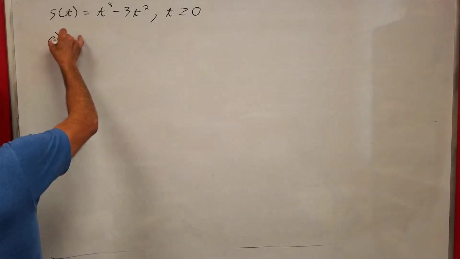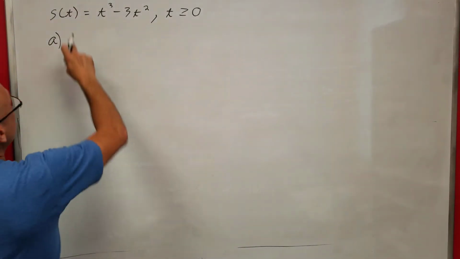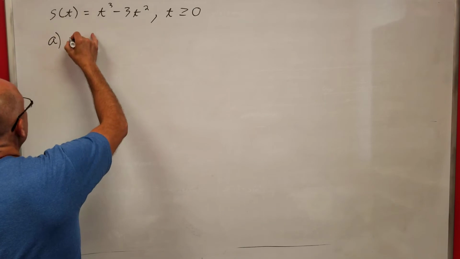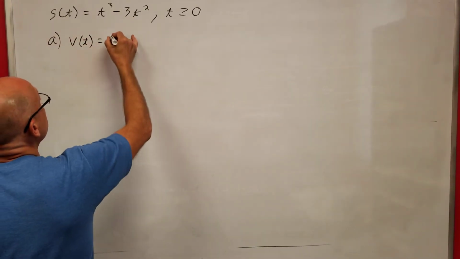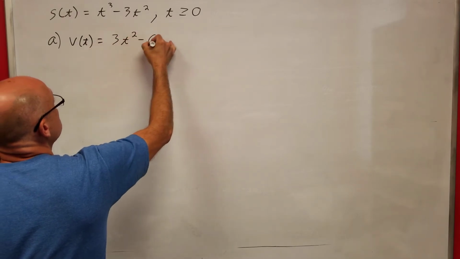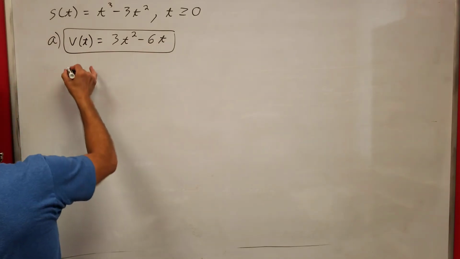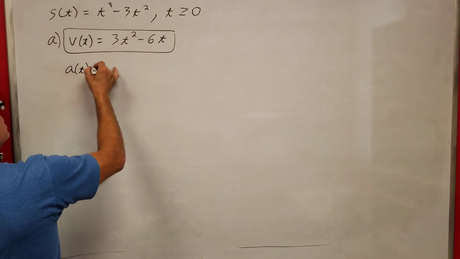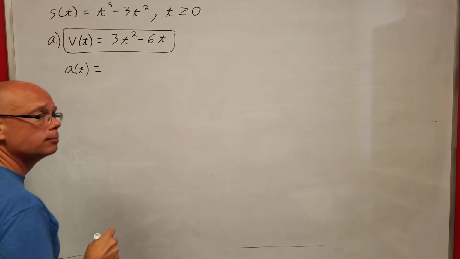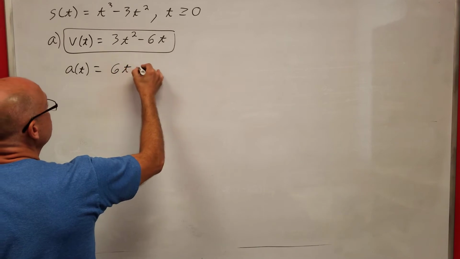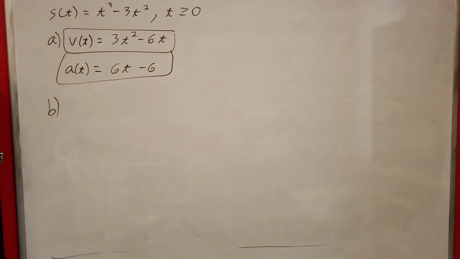All right, part A. Part A says, find the velocity and acceleration functions. Well, if that's a position function, the velocity function v of t is just the first derivative of this position. So 3t squared minus 6t. There's my velocity function. My acceleration function is the second derivative of position, or the derivative of this velocity, which is 6t minus 6. Well, part A is easy enough.